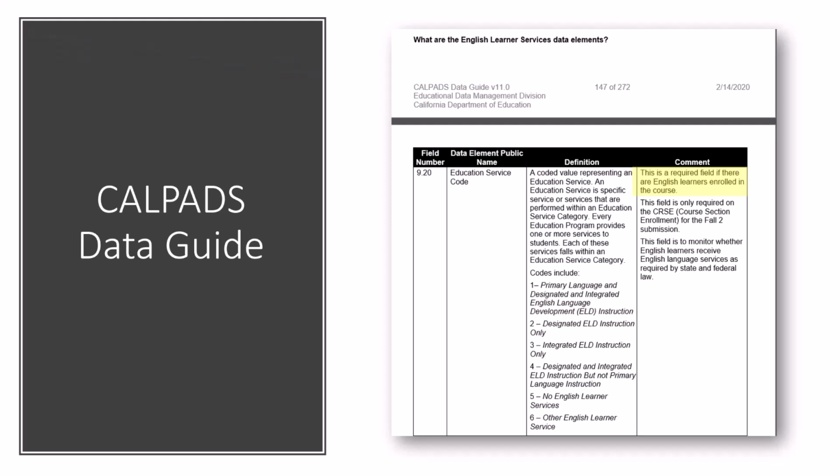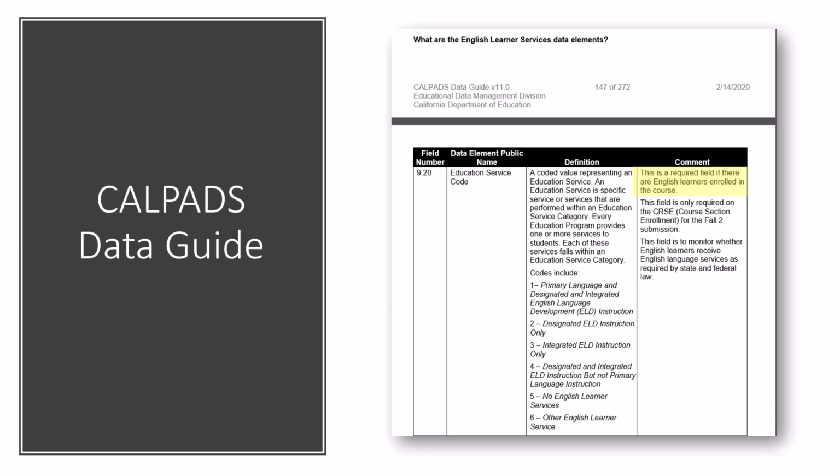It's referenced in the CalPADS data guide. We have English learners as a section. In the course data section, you have English learner services. So there are 2 points of reference in the CalPADS data guide to get more information about the education service code and how services are delivered to English learners.